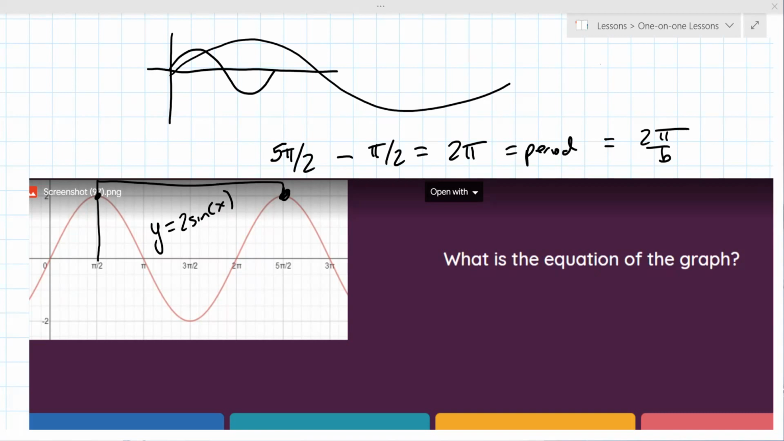Wait, the period is just 2 pi over B, right? For sine and cosine, secant and cosecant. For tangent and cotangent, it's something different. All right, so we can just completely ignore that one now.